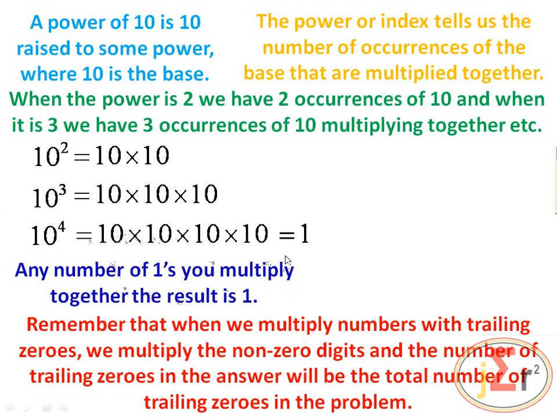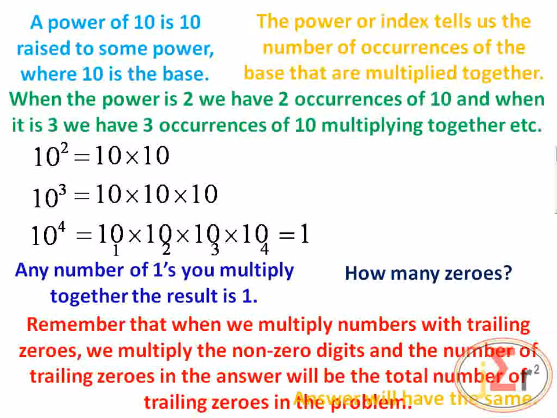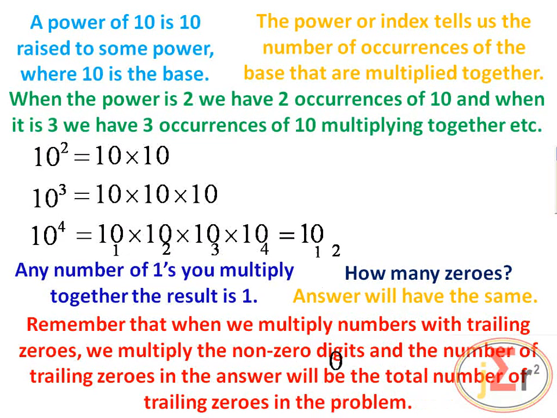But when we multiply, we count the number of trailing zeros. How many trailing zeros do we have? 4. The answer will therefore have how many trailing zeros? 4. Right, so the answer will have the same number of trailing zeros. And if we have 3 trailing zeros in our product, the number of trailing zeros will be 3.